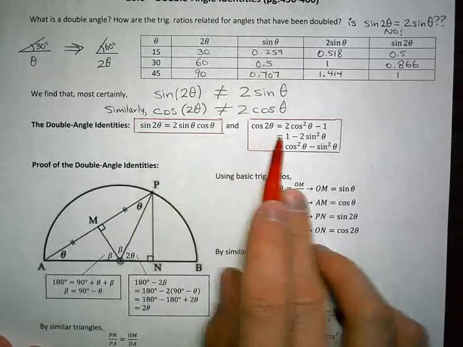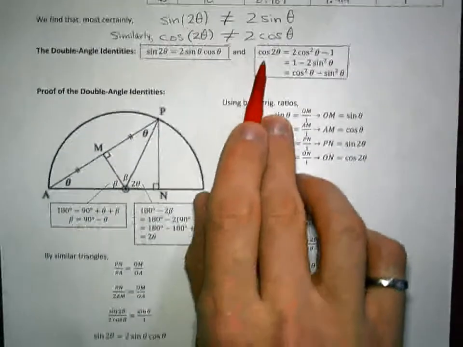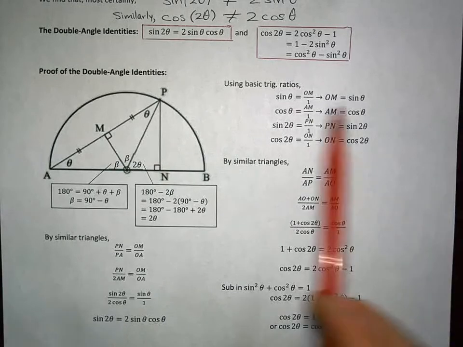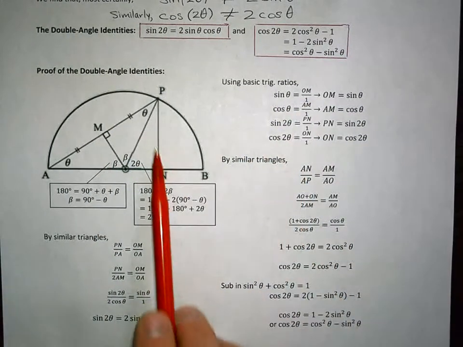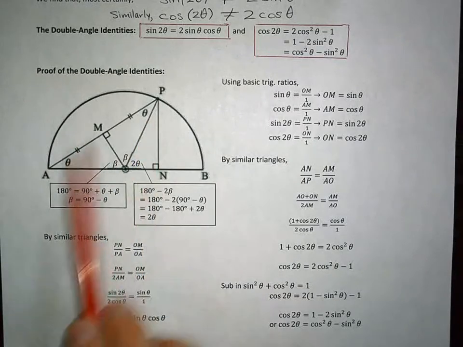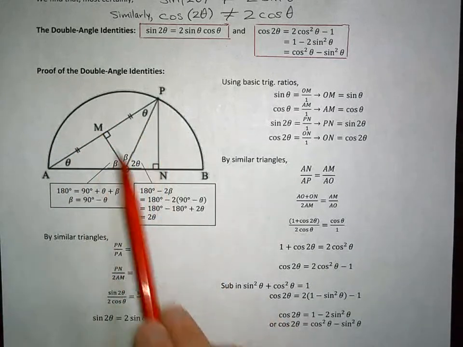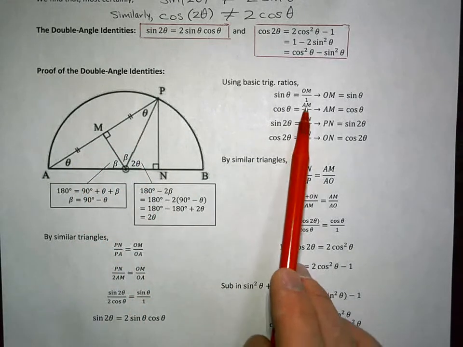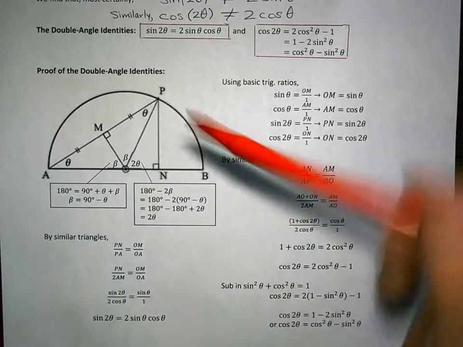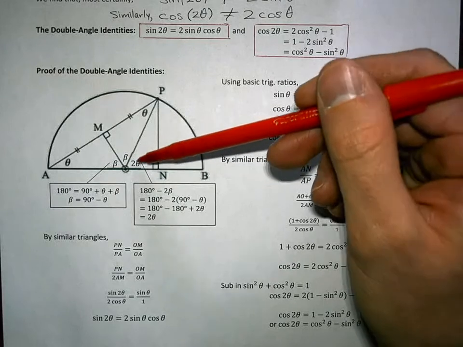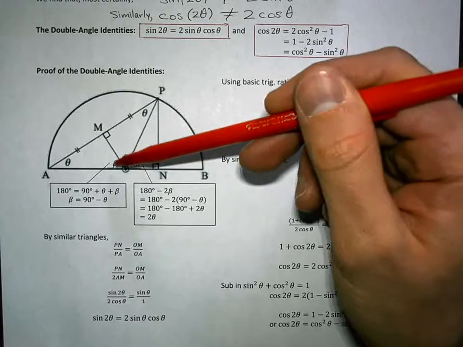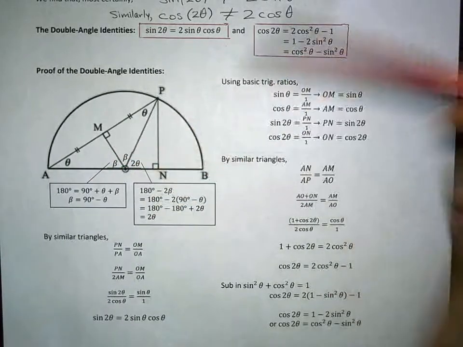Now you might be saying, where did these come from, Mr. Colati? What's the deal? Well, I have a proof here that I've laid out for you. You're not expected to understand this or reproduce it, but if you want, you can go through and read it. Basically, we've drawn this right angle triangle. I've divided it up into two right angle triangles that are congruent, that are the same. I've used my trig ratios to define the different lengths. For example, PN I defined in terms of the double angle. This is a double angle, and these are the single angles.